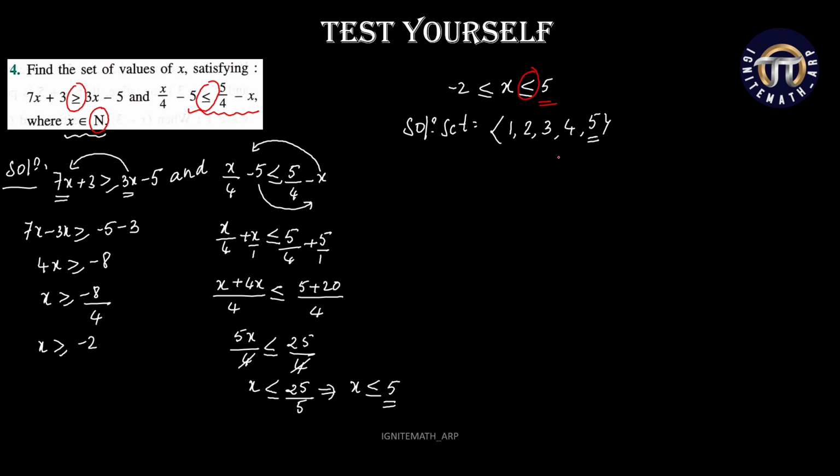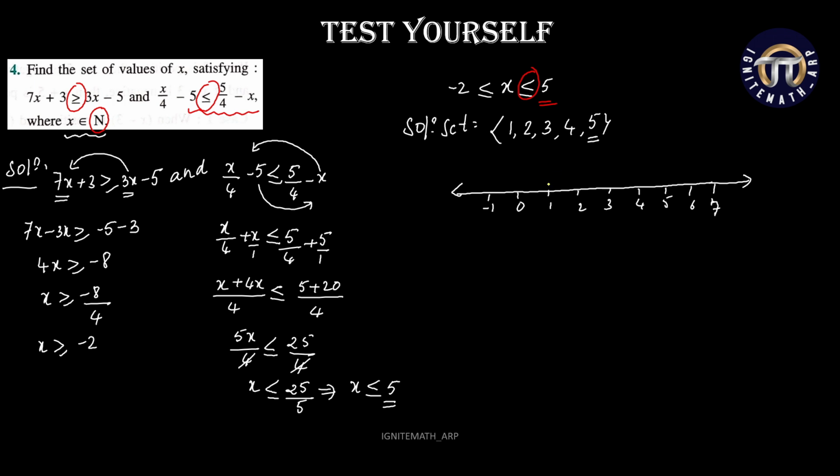Clear children? It is not asked you to represent on the number line, but you can represent it. Not necessary. Okay, but don't do it in the exam, which will take time but gives you no marks. Right children? So I can just write minus 1, 0, 1, 2, 3, 4, 5, 6, 7. Clear children? Okay, so now here I need to put a dot on the numbers. I should not darken the intermediate place because the replacement set is the set of natural numbers.